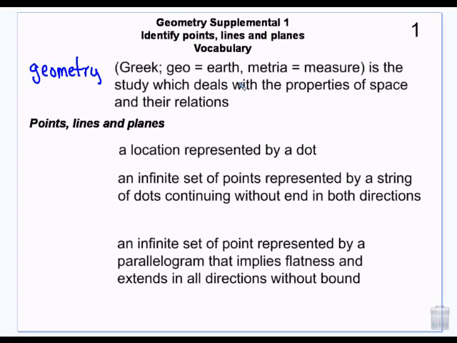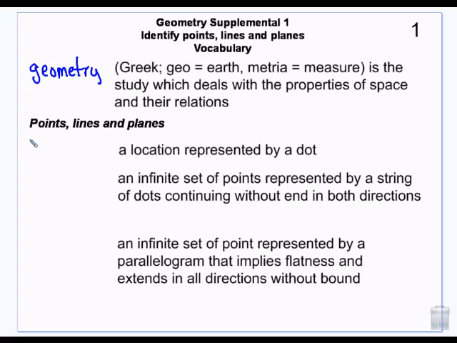And Euclidean geometry exists in our plane, where we live. So in two-dimensional, so flat, and three-dimensional space. There are other types of geometry called non-Euclidean geometries. We don't study those at this level, but they don't exist here in our realm of existence. They don't exist here, so we don't really study those.